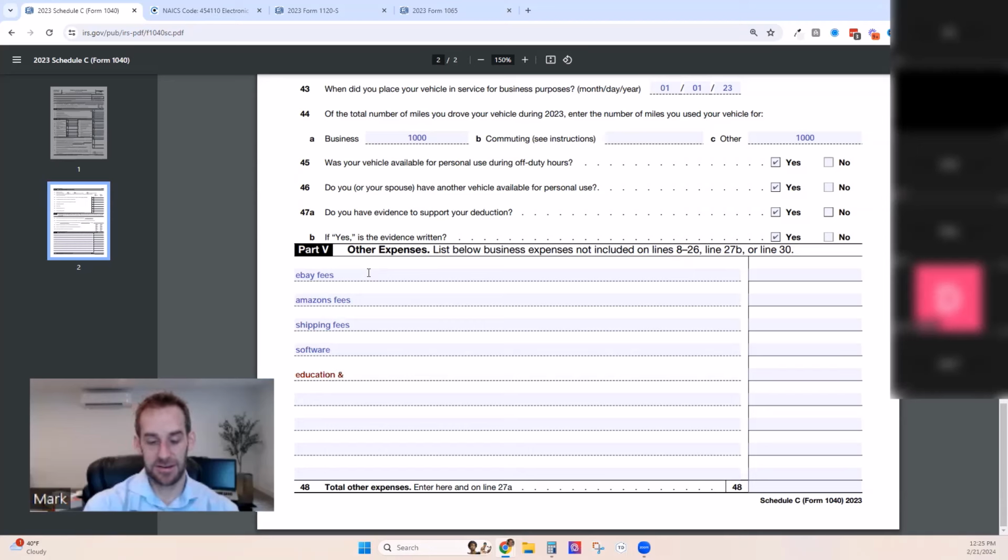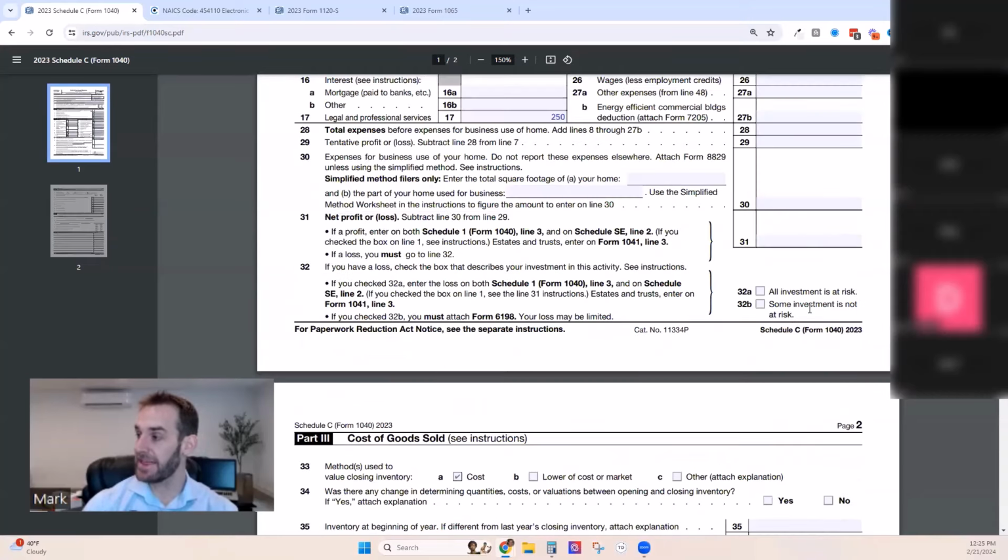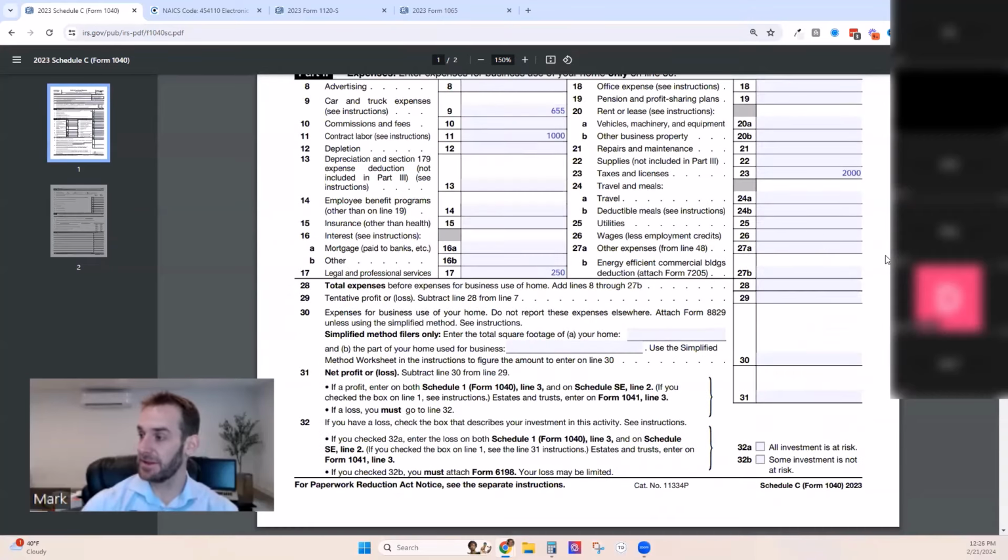Education and training. And I'm just listing the ones that are the biggest that I can remember off the top of my head that I often put in here. Subscriptions. What else? If it doesn't fit in any of the categories above, we'll just say 1,000. So that 1,000 carries up to this amount.